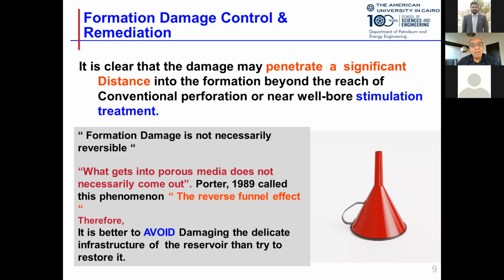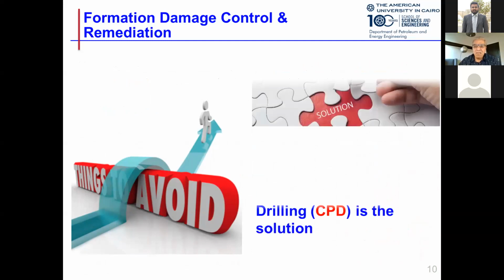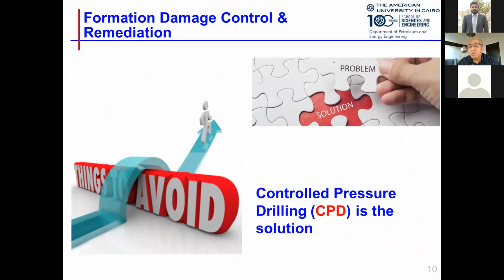So to conclude, we have to prevent formation damage instead of fixing it, especially when we talk about delicate formations like shale or tight gas. So we had better prevent formation damage ahead of time. Well, how can we do that? How can we prevent the damage before it happens? We know the problem, and we need to remove it by putting a solution in place. And one way to do that is by controlling the pressure while we drill. How can we do that?